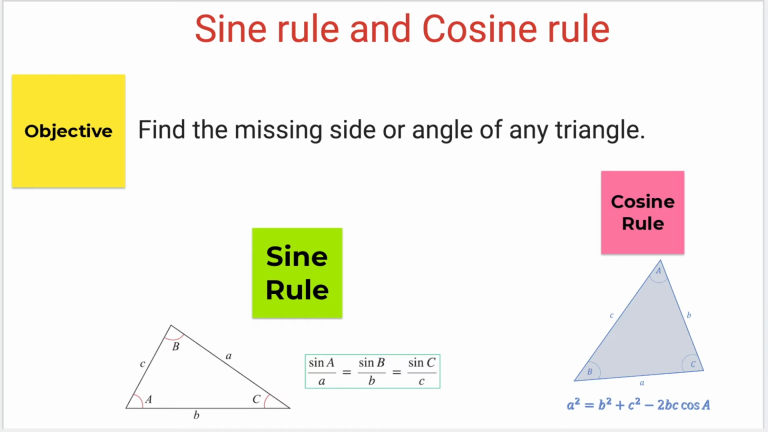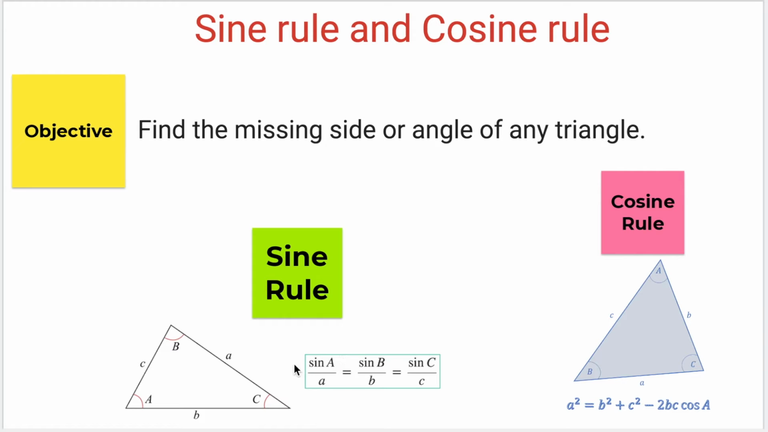So the objective is to find the missing side or the missing angle of any triangle. All of the triangles in this video are not going to be right triangles. The two rules that we'll use are the sine rule and the cosine rule. The sine rule looks like this down here.